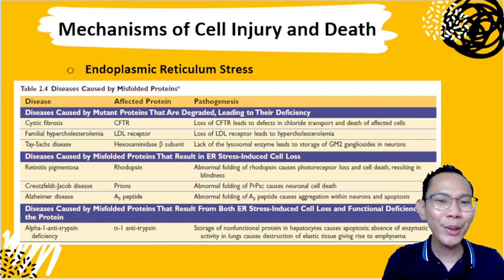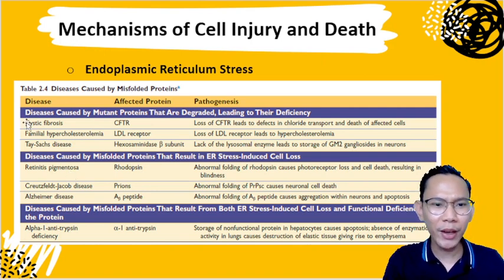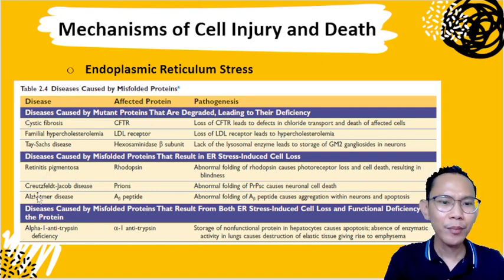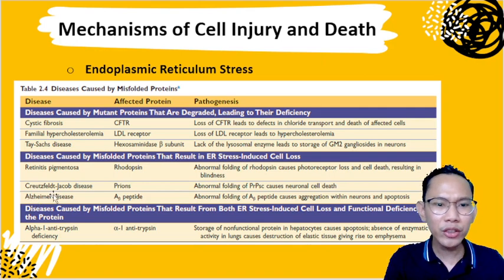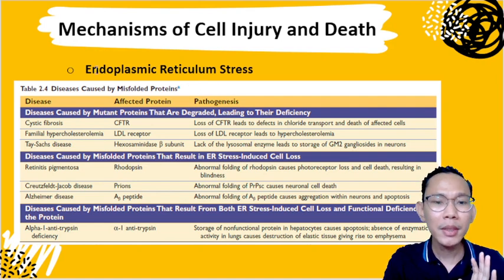So ito na yung sinasabi ko. This is the diseases caused by misfolded proteins. Ayaw natin ng misfolded proteins because these are the different diseases na pwedeng mangyari. Pwedeng magkaroon tayo ng cystic fibrosis, Tay-Sachs disease, Alzheimer's disease, Creutzfeldt-Jakob disease, and etc. So, I don't want you to memorize this one. This table will only show you why we don't want this misfolded protein.